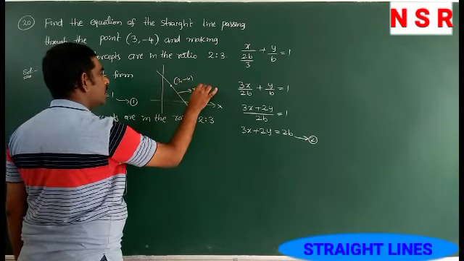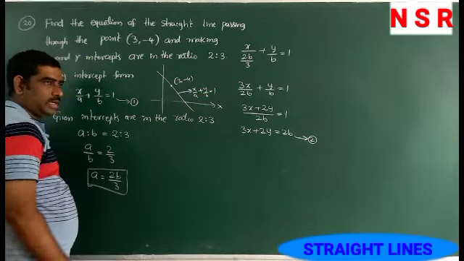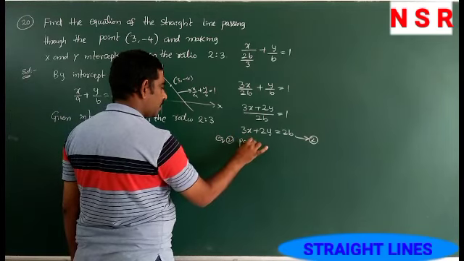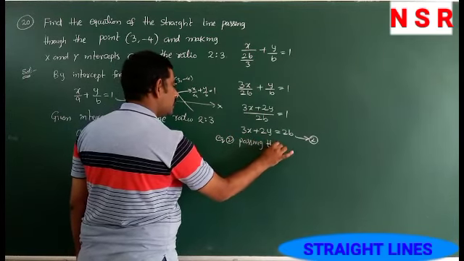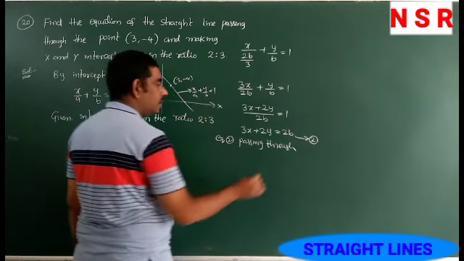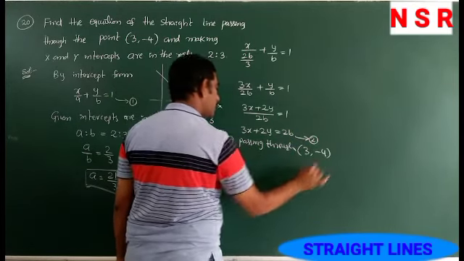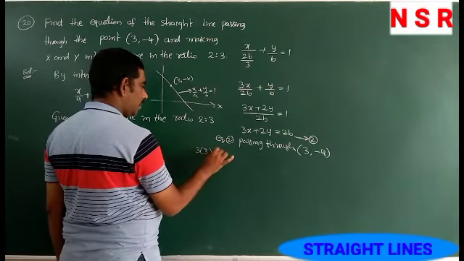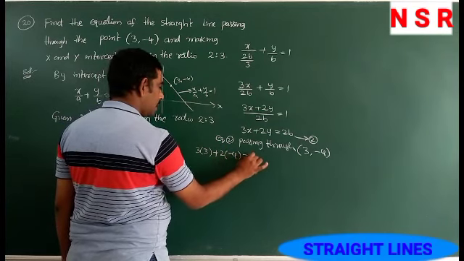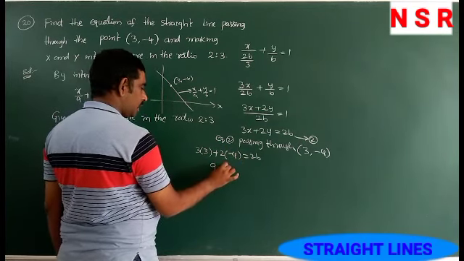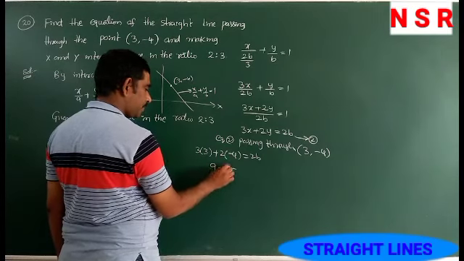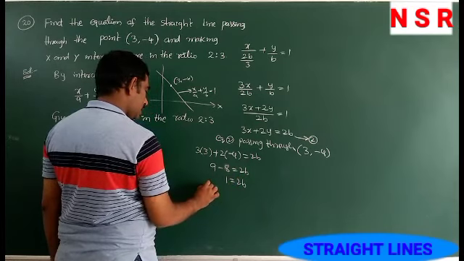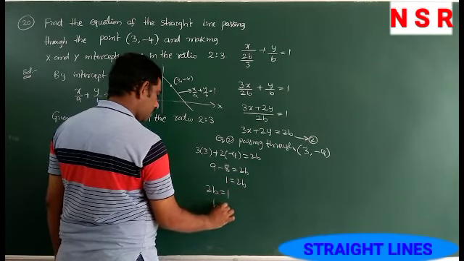So this is x by a plus y by b equal to 1, the intercept form. Now equation 2 is passing through (3, -4). So in place of x, y substitute 3, -4, we get 3 into 3 plus 2 into -4 equal to 2b. So 3 3s are 9, 2 4s are 8, 9 minus 8, 1 equal to 2b. Now 2b equal to 1, b equal to 1 by 2.